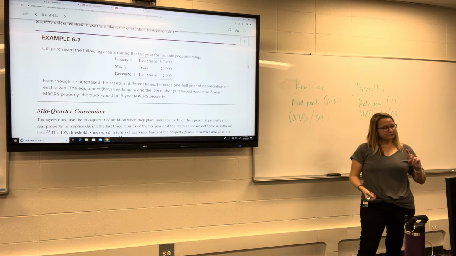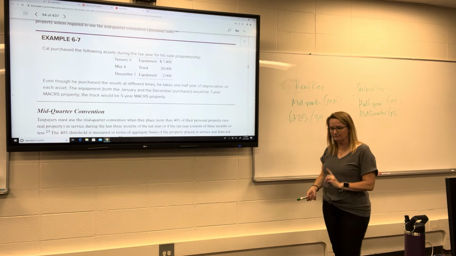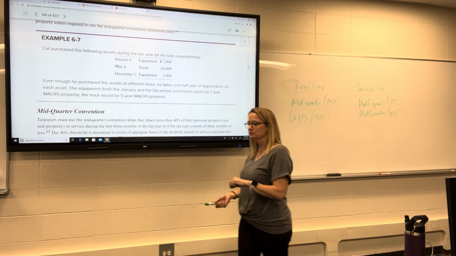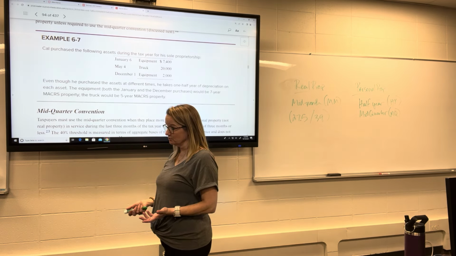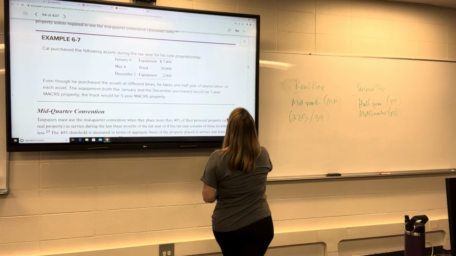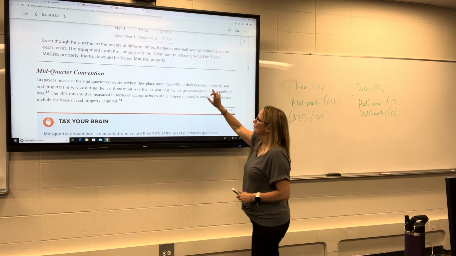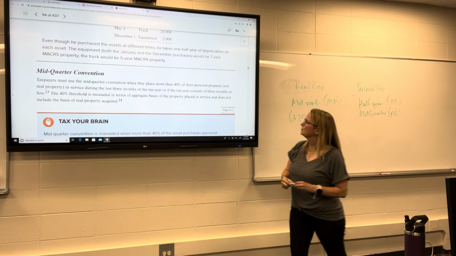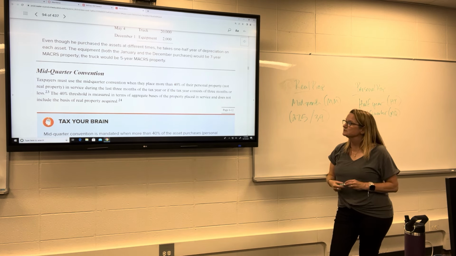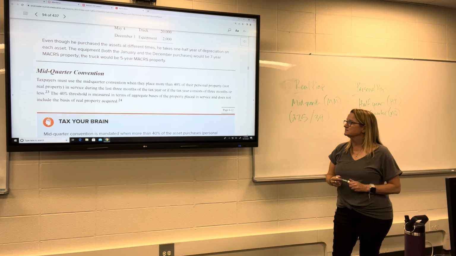However, there are certain times when we cannot use the half-year convention. We have to use what's called the mid-quarter convention. Again, this is only for personal property. We use the mid-quarter convention when we place more than 40% of our personal property in service during the last 3 months of the tax year.